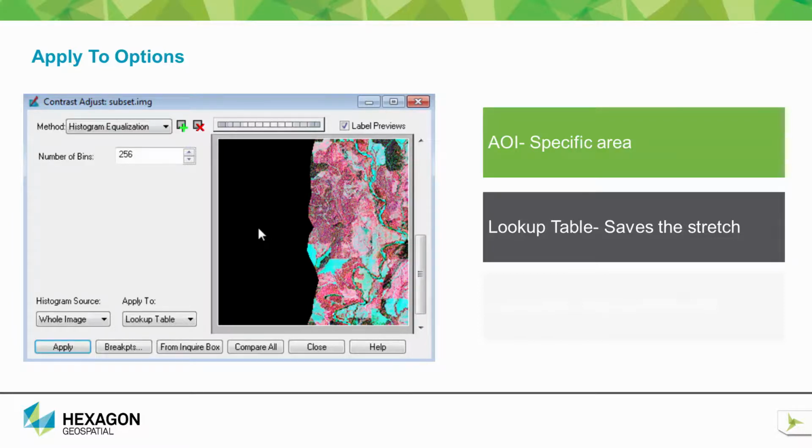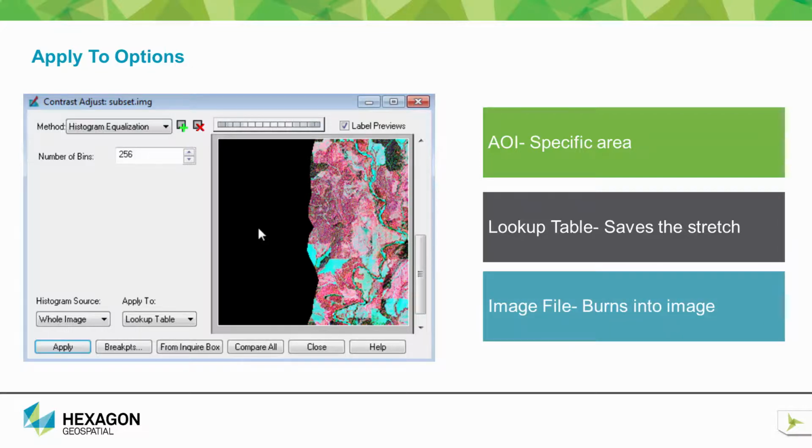Setting this option to Image File allows the software to overwrite the original file pixel values with the new stretched values, effectively burning the contrast stretch into the image. It's important to note that once applied, this cannot be undone. It's recommended that when using this option, you always make a backup copy of the original data before saving the new values.